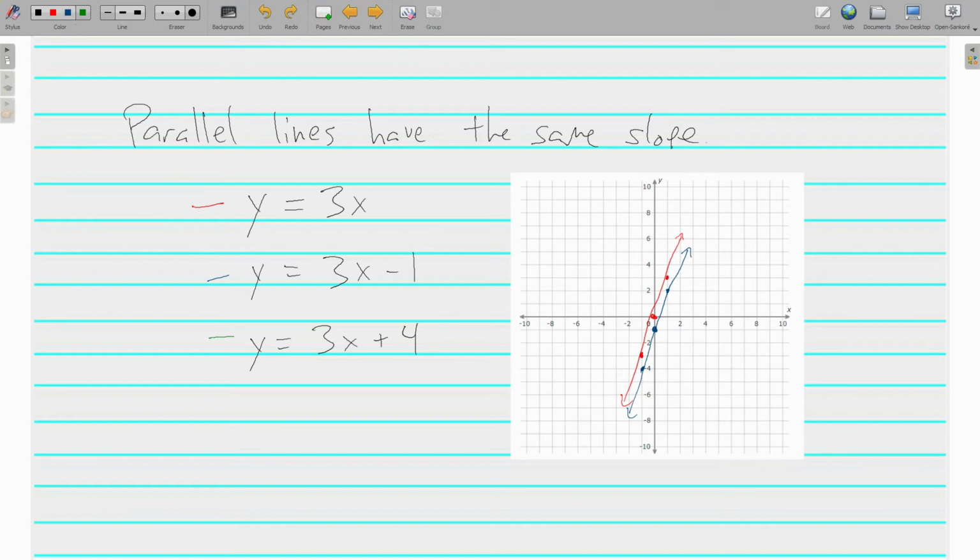y = 3x + 4. Now our y-intercept is up here at 4, but our slope is still 3, up 3 over 1, down 3, back 1. Okay, they all have the same slope, so they're going to be parallel. They are never going to cross or intersect. Parallel lines have the same slope. Or if lines have the same slope, they are parallel.